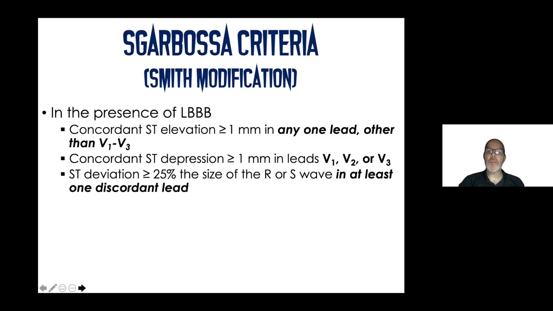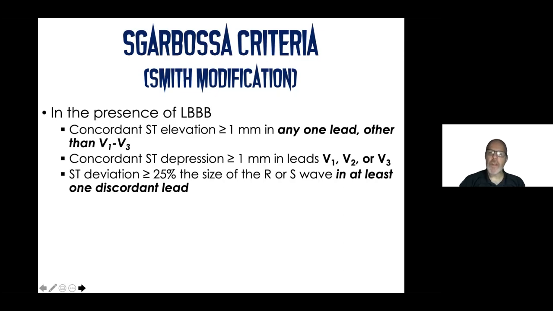The third criteria is the Smith modification. Whereas Dr. Scarboza said, hey, if you look in any one discordant lead, right? Any one lead where a QRS and an ST segment are going in the opposite direction, and if there's greater than 5 millimeters of ST deviation, then you should pull the trigger. And that's where Dr. Smith said, rule of proportionality. So what he did was he took the amount of ST deviation relative to the size of the R wave or the S wave, whether it's going up or down in at least one discordant lead. And if that ST segment deviation is 25% or greater, in essence, the size of the QRS, then that is how he defines excessive discordance.